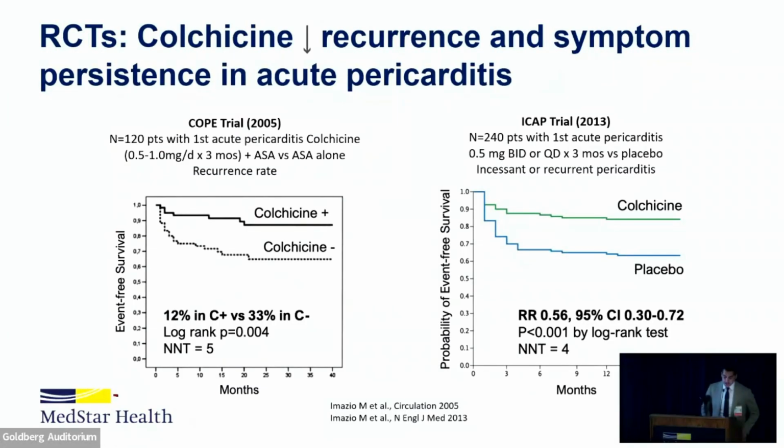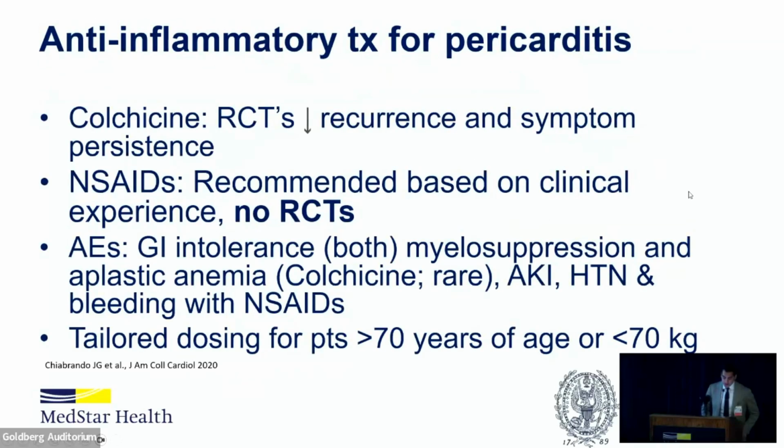And really the data for colchicine comes from the COPE trial and the ICAP trial. In the COPE trial, you saw that there was really a lower rate of recurrence, and then ICAP was bigger with 240 patients, and they looked at the European dose of 0.5. Up until recently, we had 0.6 milligrams, but after LoDoCo, which I'll talk about shortly, we have 0.5 milligrams available as well. But really, that's where the data for colchicine comes from.